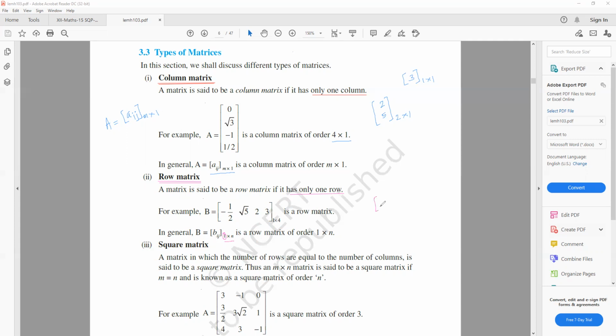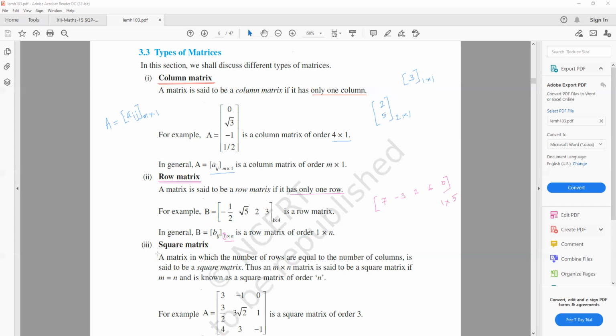Like that, you can see 7, minus 3, 2, 6, 0. There is only one row and 5 columns, so 1 by 5. That is known as a row matrix. Here the 1 by 1 matrix we mentioned earlier is a column matrix, and at the same time it is also a row matrix because there is only one row. Only one row is a row matrix, one column is a column matrix. So this is an example which is a row matrix as well as a column matrix. Clear?